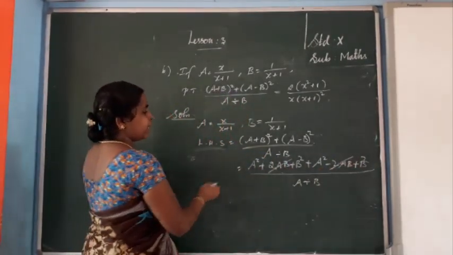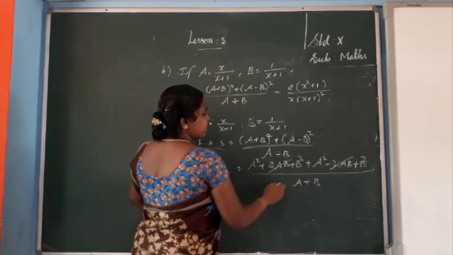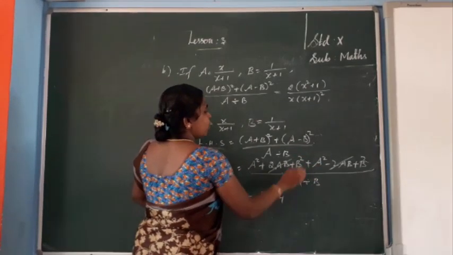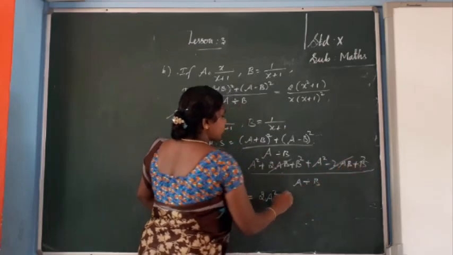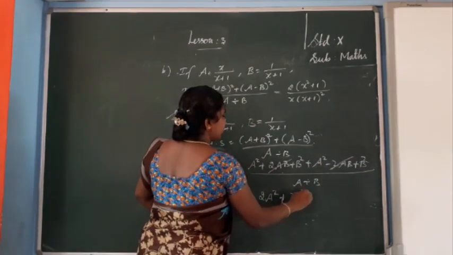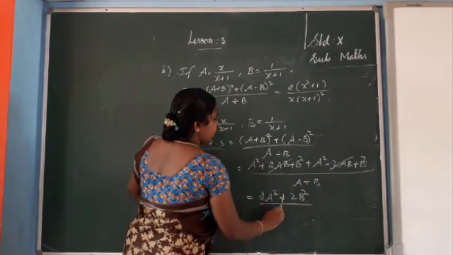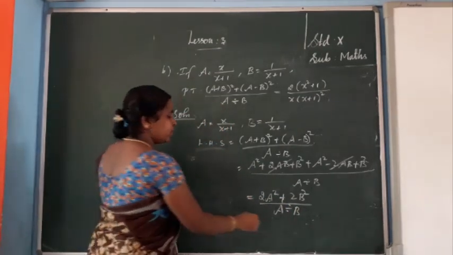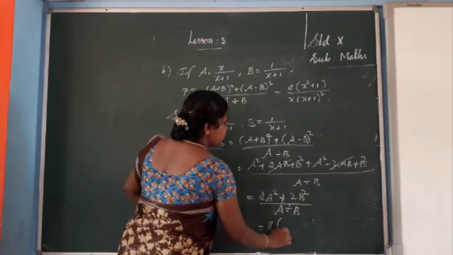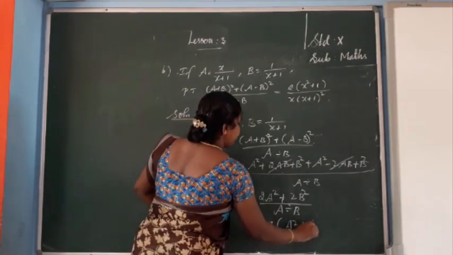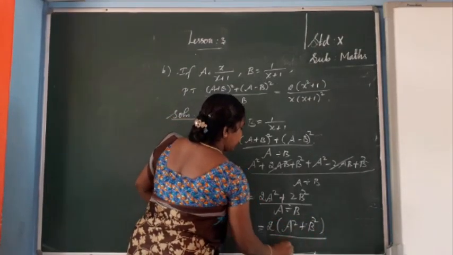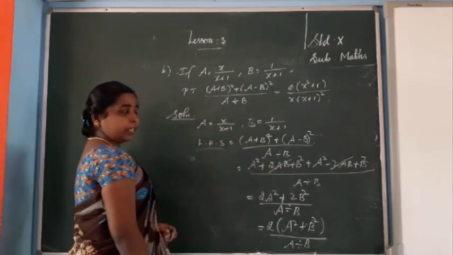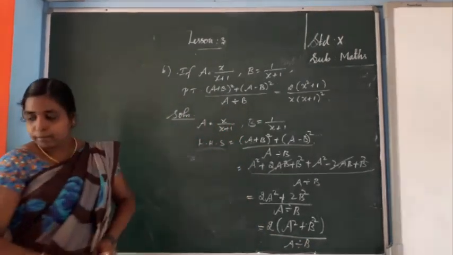What remains? 1a square, here 1a square. So a square plus a square is 2a square, plus 1b square, here 1b square, so 2b square, divided by a divided by b. Then in the numerator, 2 is common. Take it common: 2 into (a square plus b square) divided by a divided by b. Now you substitute the value.